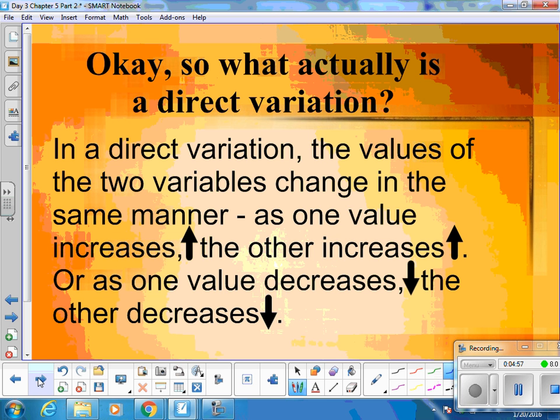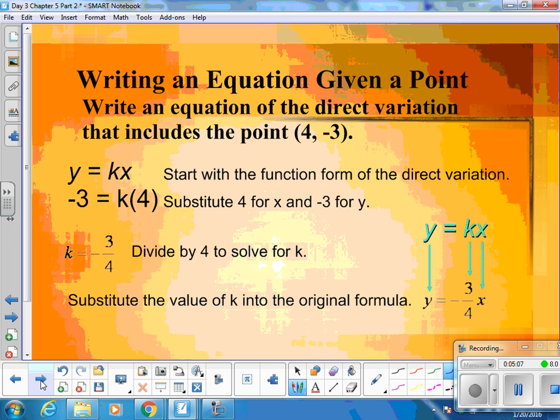In a direct variation, the values of the two variables change in the same manner. As one value increases, the other also increases, or as one value decreases, the other decreases. They kind of work together as a relationship.